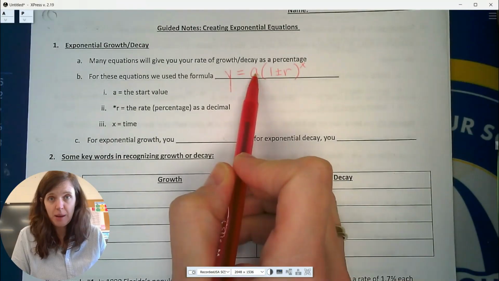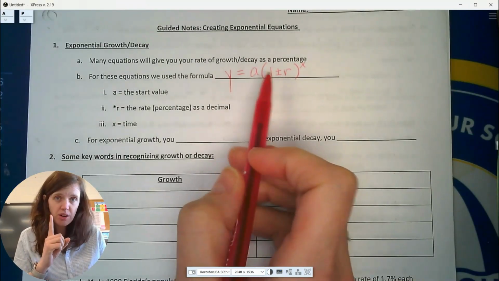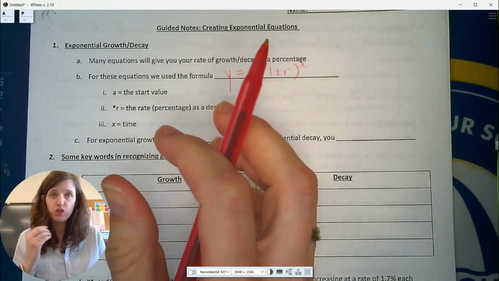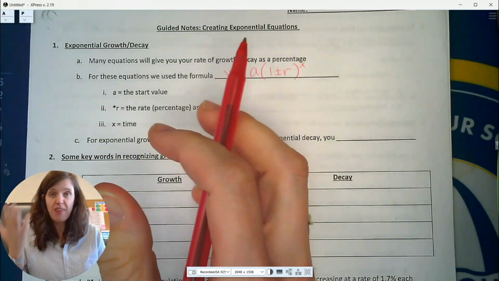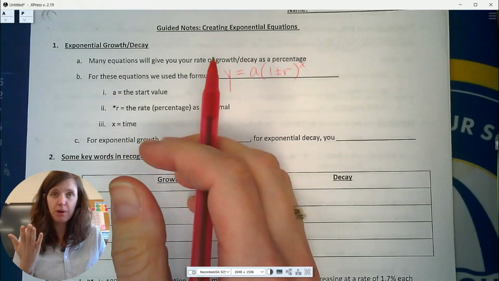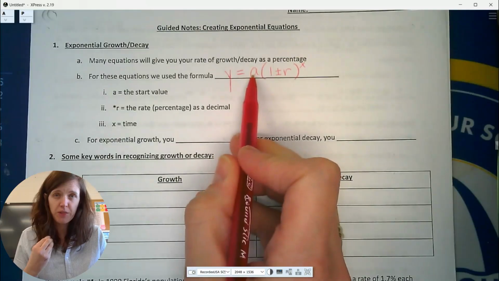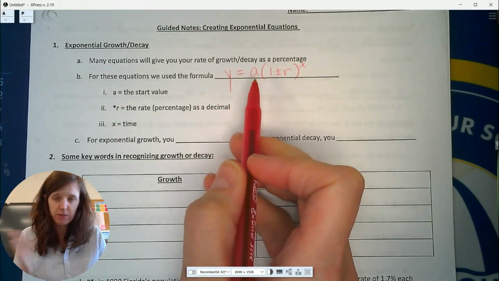If we're talking about our zombies, and there's one zombie to start, then a would be 1. Or if we're talking about money that's growing, let's say $1,000, the starting amount of money would be $1,000. So that a number in front of the parenthesis would be 1,000.